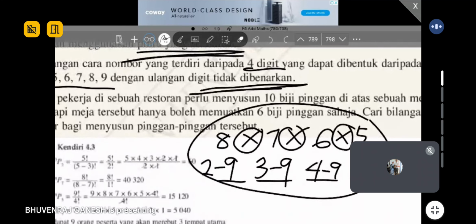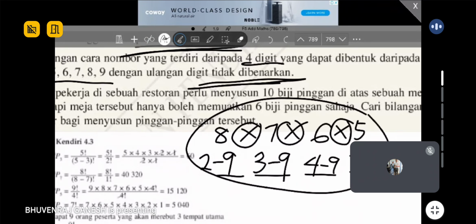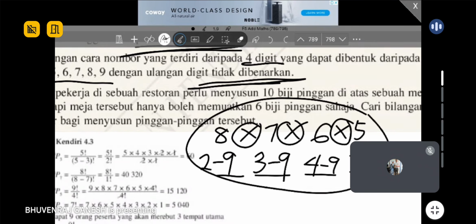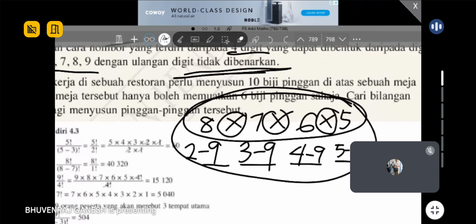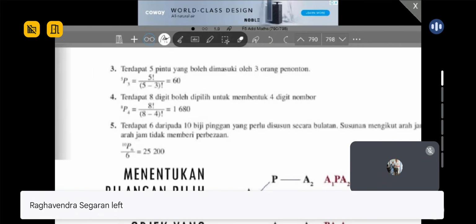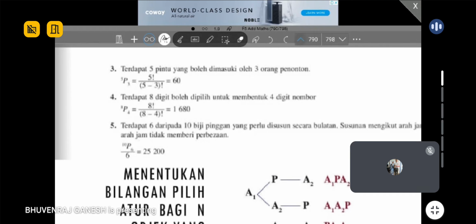So if you press the calculator, guys, 8 times 7 times 6 times 5, you will get 1680. If you press 8P4, tekan 8P4, do you see that it is also 1680? This means 8P4 is actually equal to 8 times 7 times 6 times 5. So this is two ways to see the situation. Kamu boleh lihat melalui cara ni ataupun terus guna 8P4. So the answer is this one, you just need to apply the formula only. 1680.